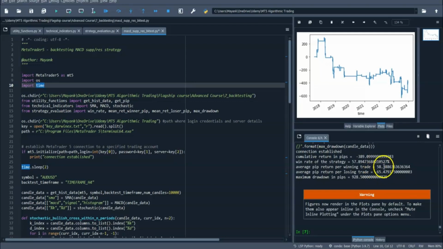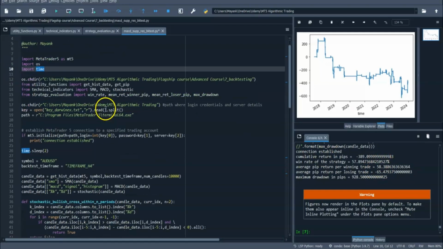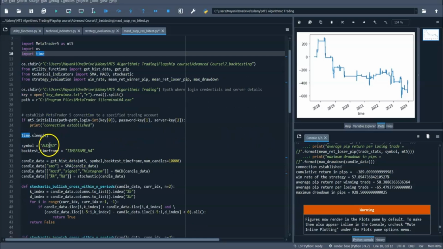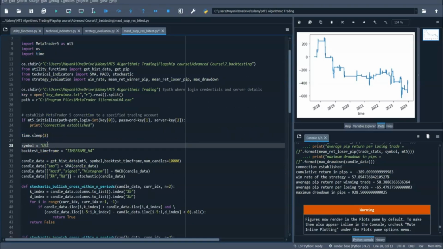Again, something for you to work on. This is a starting point. You may have to slice and dice this code, improve your entry or exit strategy to actually make this thing work. Let us do it for one more currency pair. Let's do it for USD CHF.